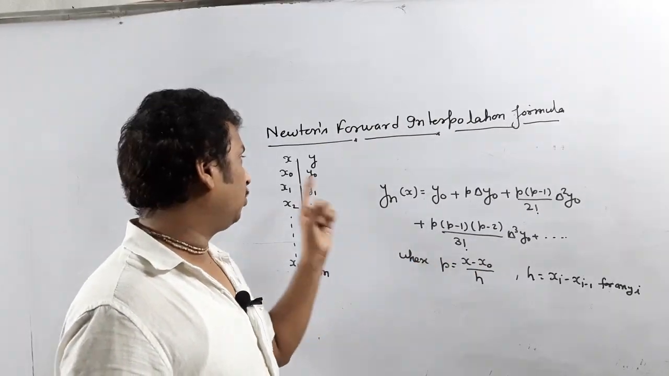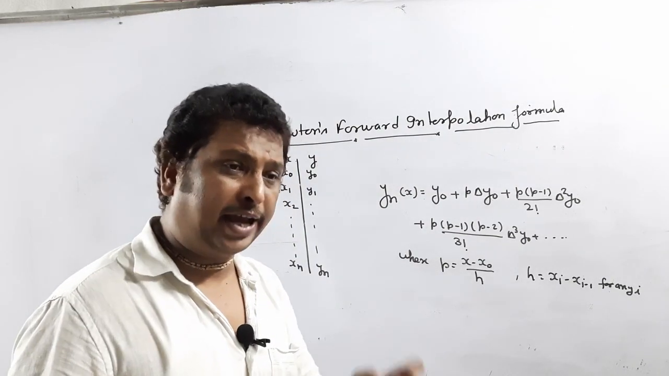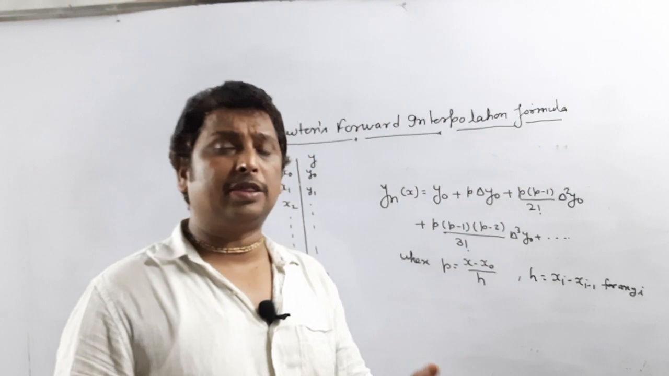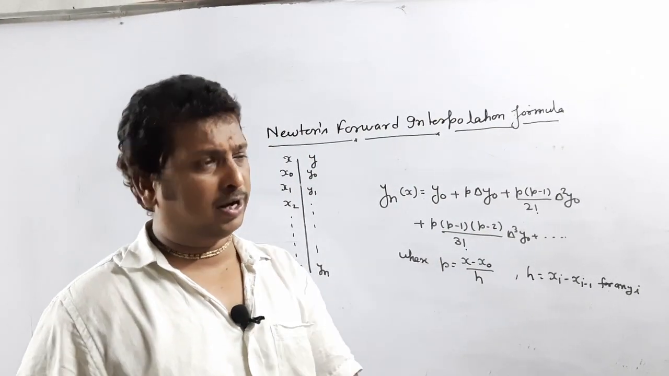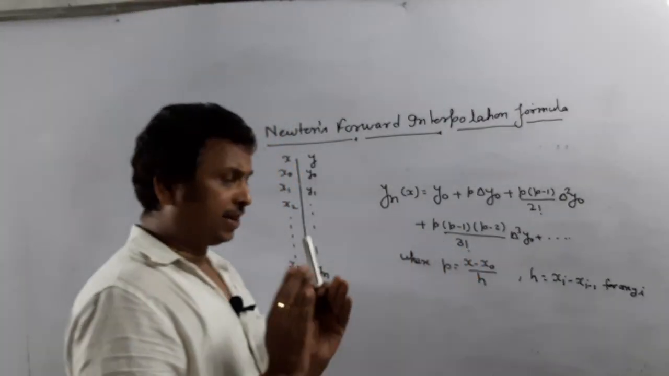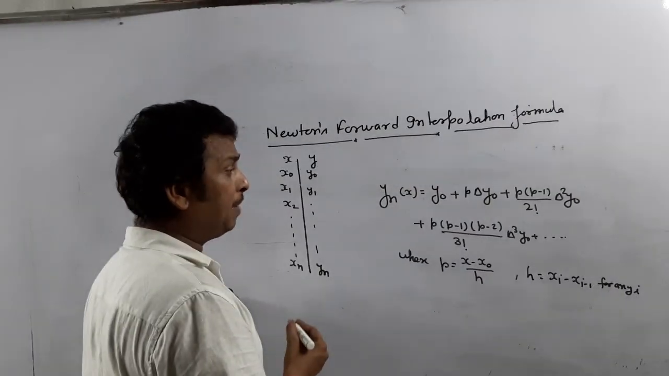What is x0? x0 is the initial value of x. If you want to calculate any particular value, then just put the x value. Otherwise, the answer will come in terms of x. Whatever value you want to calculate, just put the x value. So this is it. Now I am going to explain one example. But before that, I will write Newton's backward formula.